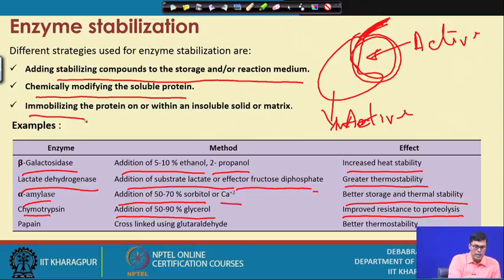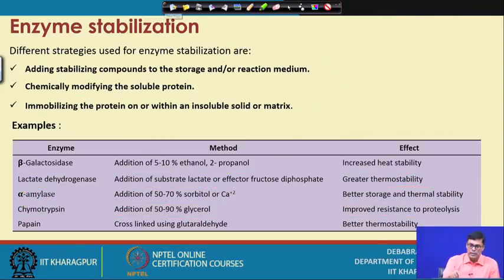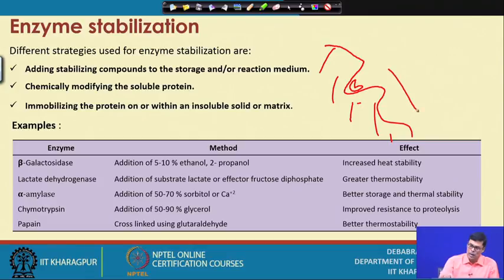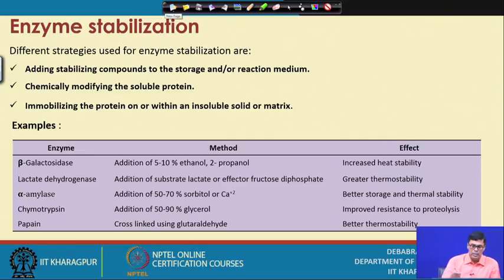Another way we can do this is the immobilization of the protein within an insoluble solid matrix. As an example, suppose this is the solid matrix, and inside the solid matrix you have the enzymes. So, they are protected from the outer environment. Suppose you have put the enzymes in some kind of envelope. It gives some kind of protection inside, through which we can increase the stability of the enzyme.